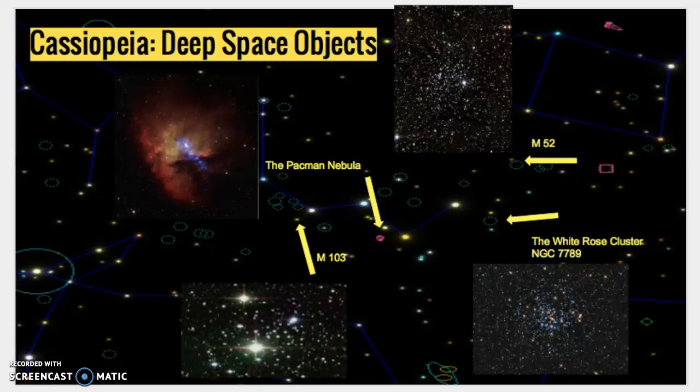And then finally, the bottom right corner is the White Rose cluster. It's an open star cluster that's 7,600 light years away from Earth, and it's called the White Rose cluster because some people think that the loops of the stars look like rose petals.